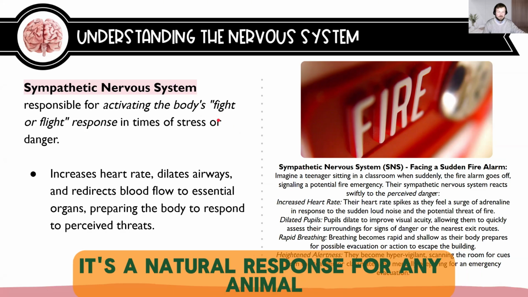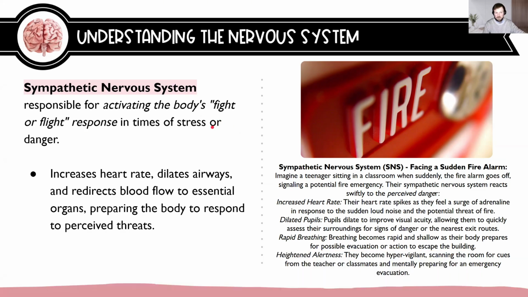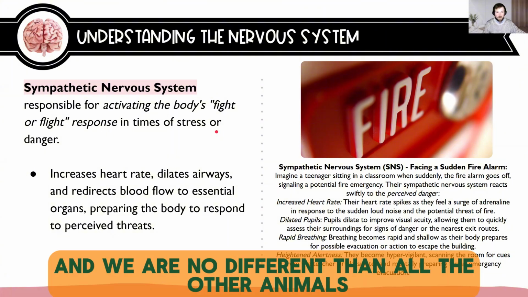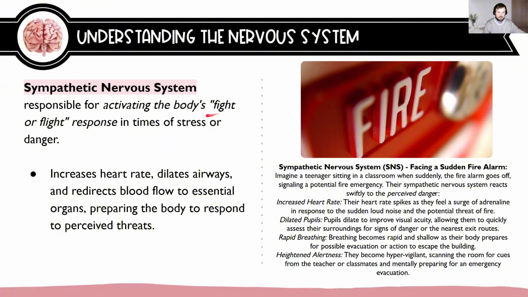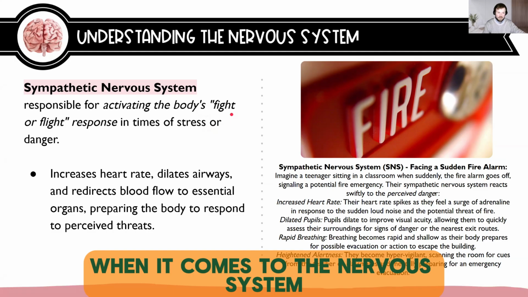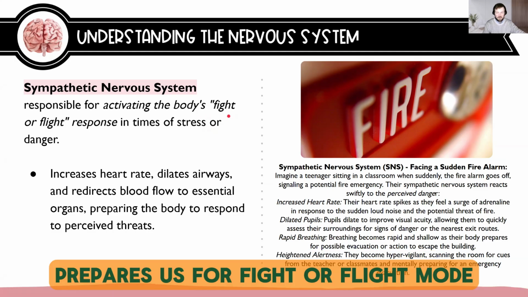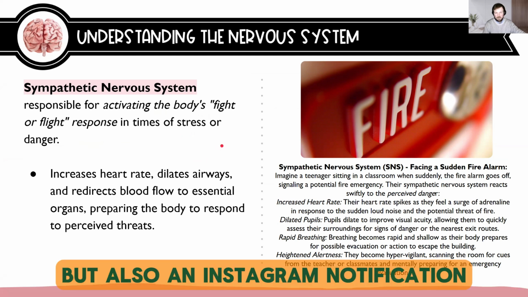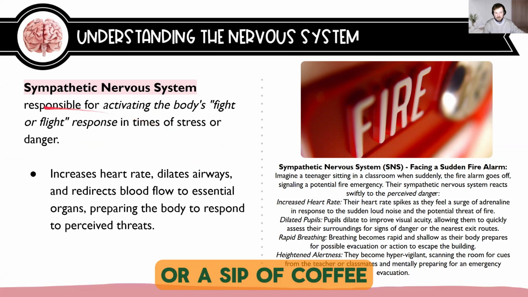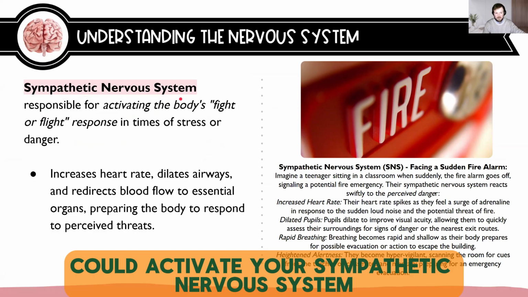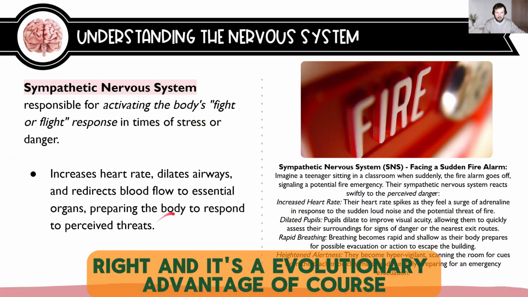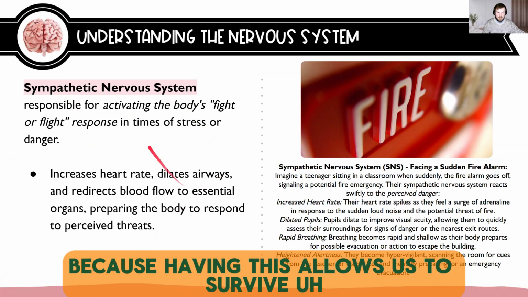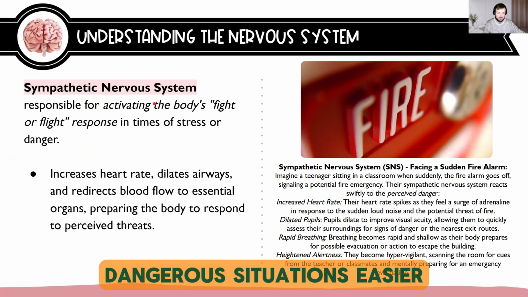It's a natural response for any animal throughout the day, and we are no different than all the other animals when it comes to the nervous system. It prepares us for fight or flight mode, stress, danger, but also an Instagram notification or a sip of coffee could activate your sympathetic nervous system, right? And it's an evolutionary advantage, of course, because having this allows us to survive dangerous situations easier.